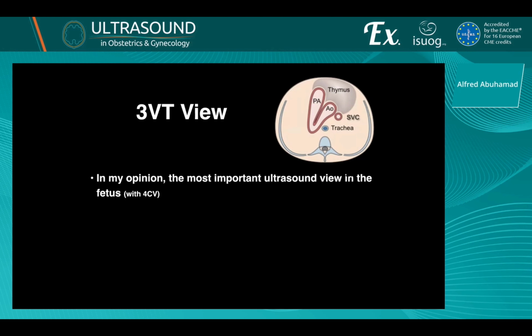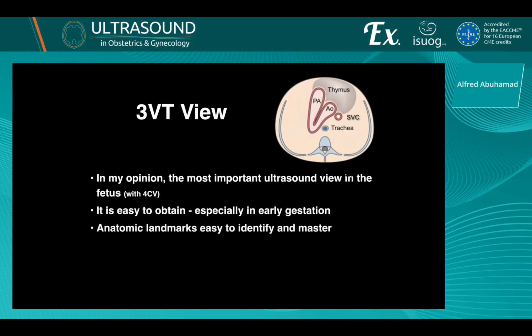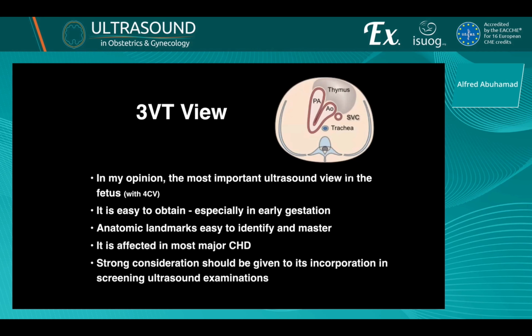So I think it is one of the most important ultrasound views in the fetus, certainly with the four-chamber view. It is easy to obtain, especially in early gestation, very powerful in early gestation to screen for the great arteries. The anatomic landmarks are easy to identify and master, affected in most congenital heart disease, and it should be incorporated in screening ultrasound examinations. I'm happy to say that it is almost there. It is part of the ISUOG basic guidelines, and it is part of the AIUM basic guidelines if technically feasible.